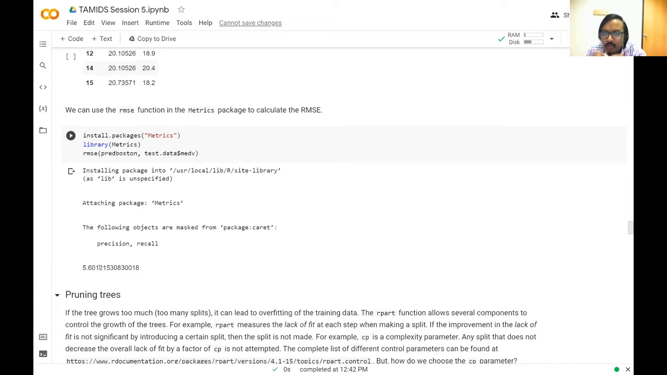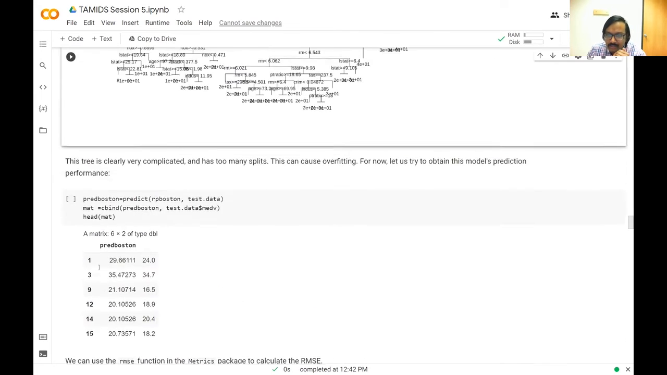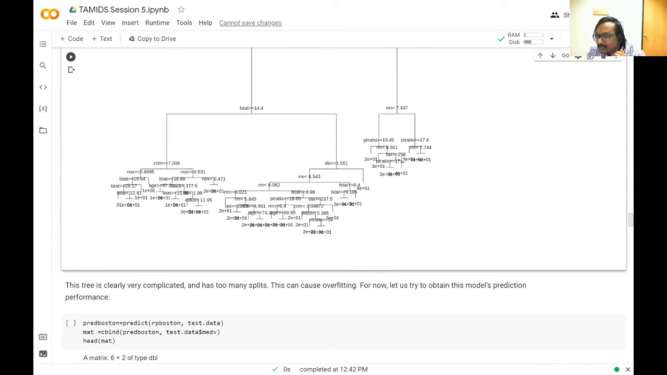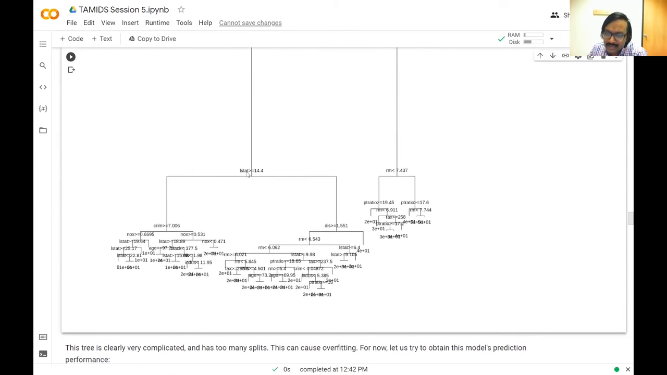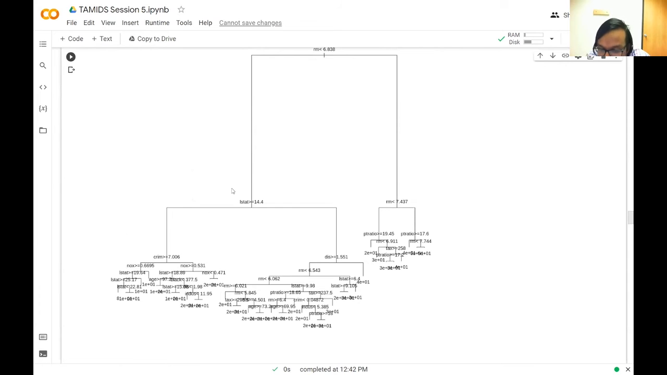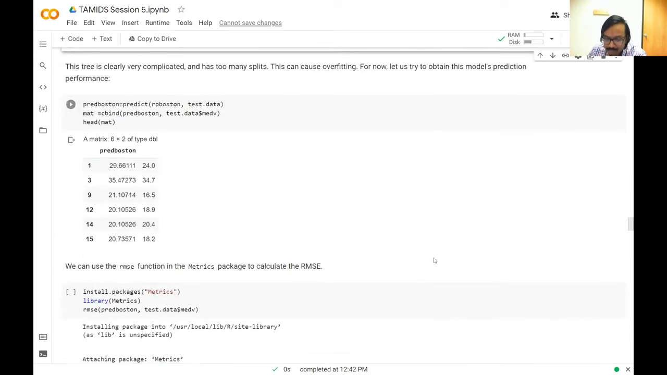So let us try to understand first how to get rid of this overfitting problem. Notice that the problem here is the tree grew too much. There are too many branches. So we are going to cut this tree short, and this is called pruning the tree.